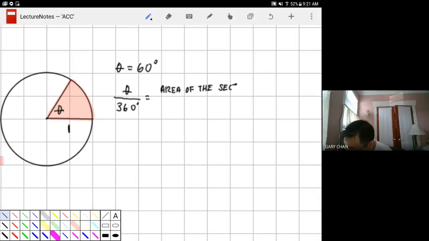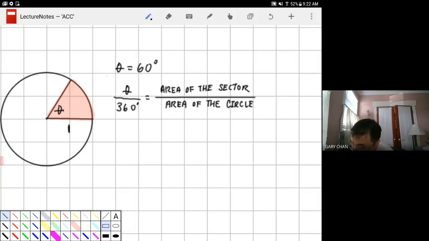And actually this concept is going to be reiterated next week, Monday that is, okay? So theta over 360 should equal the area of the sector over the area of what? The circle. Because 360 degrees is going all the way around, and theta is only a small portion of that. Therefore, that proportion should equal the proportion of the area of the sector over the entire circle. This proportion must hold true, okay?